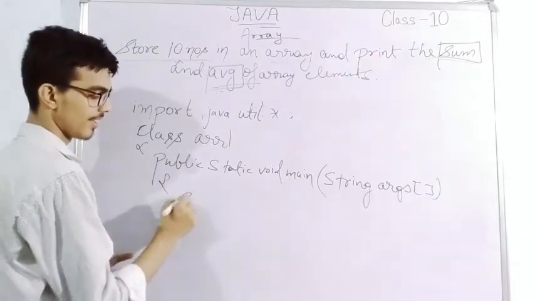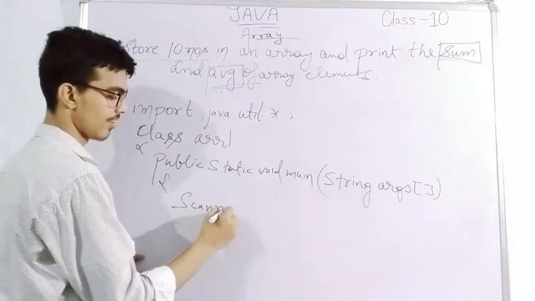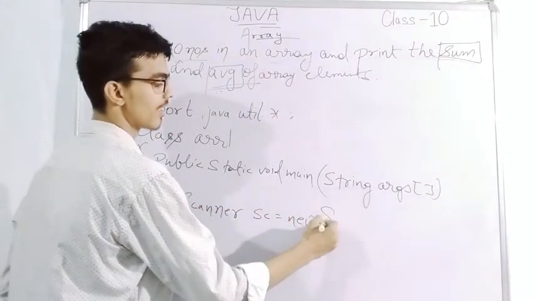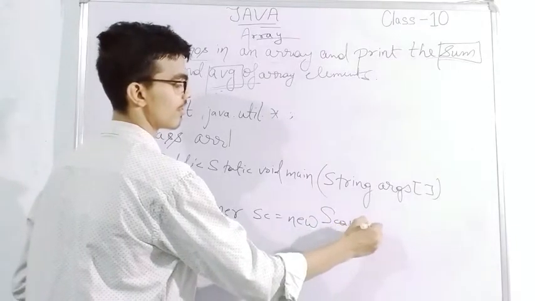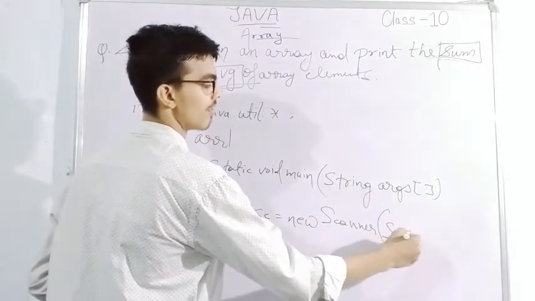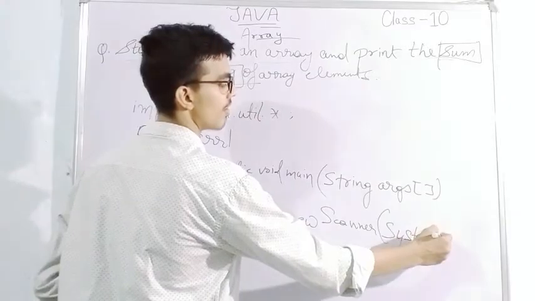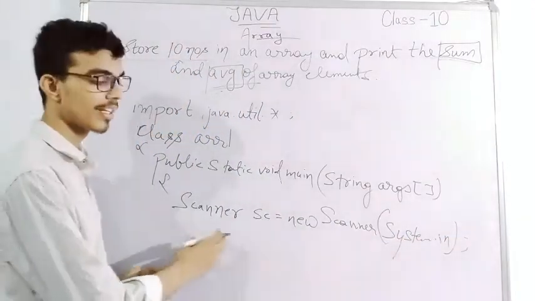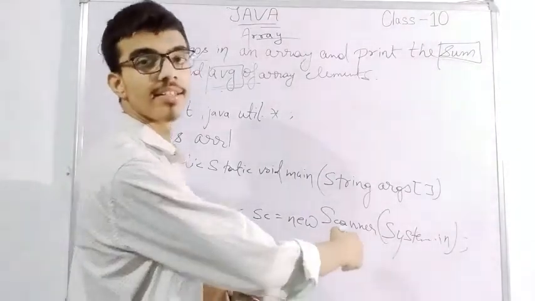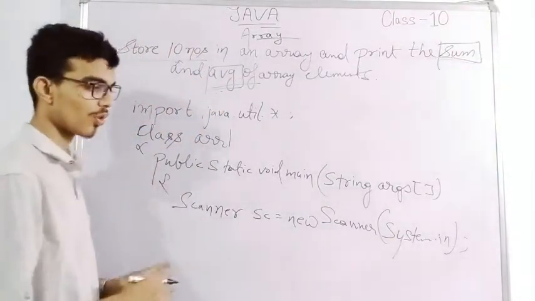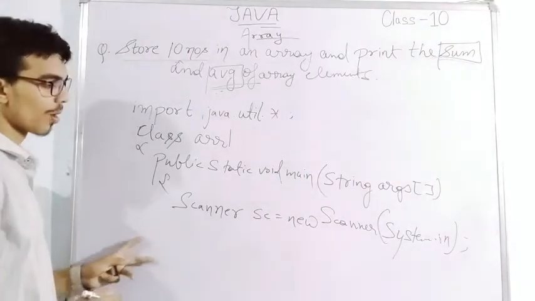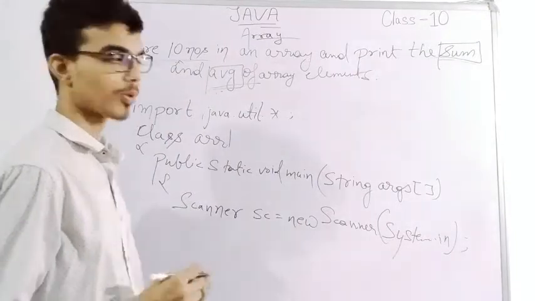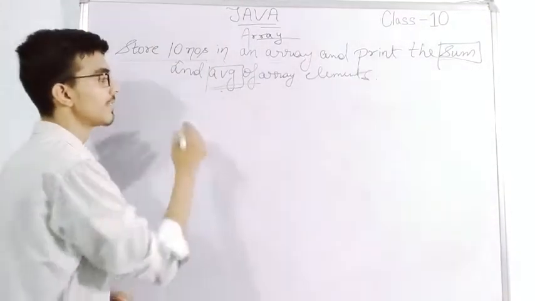After this, Scanner sc = new Scanner(System.in). So we have written up to there. Copy down. After this, we'll write the main part of the program.